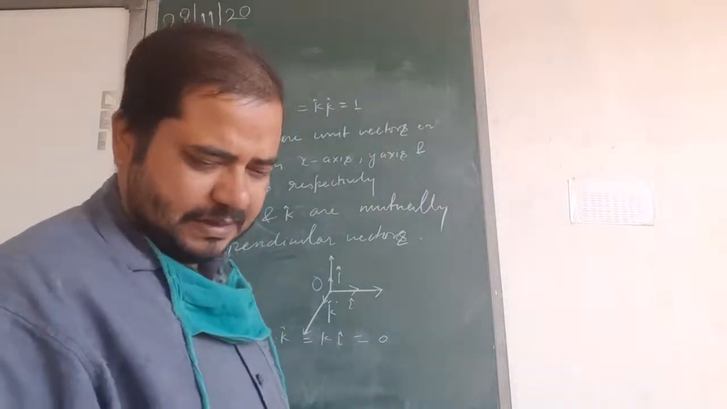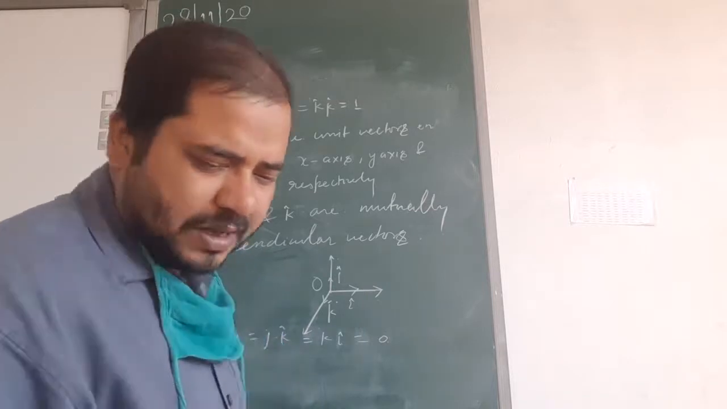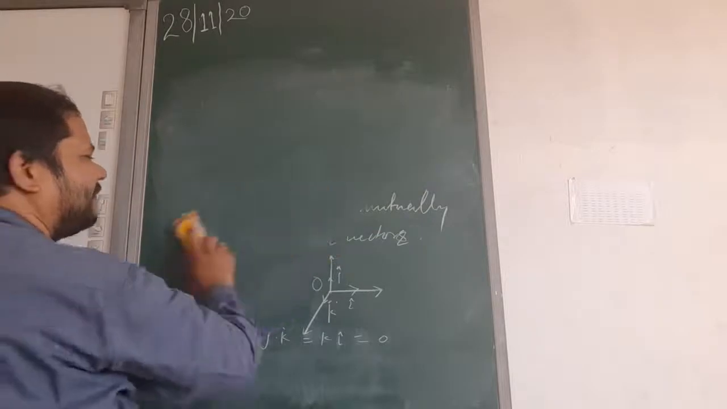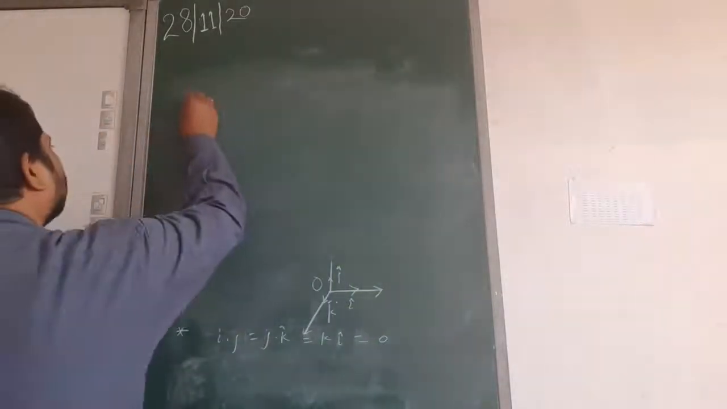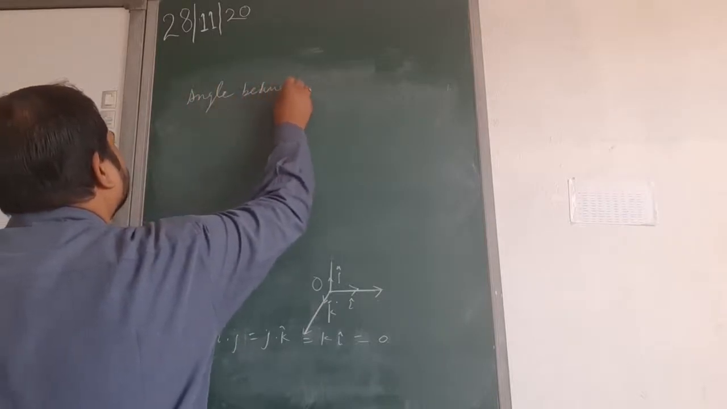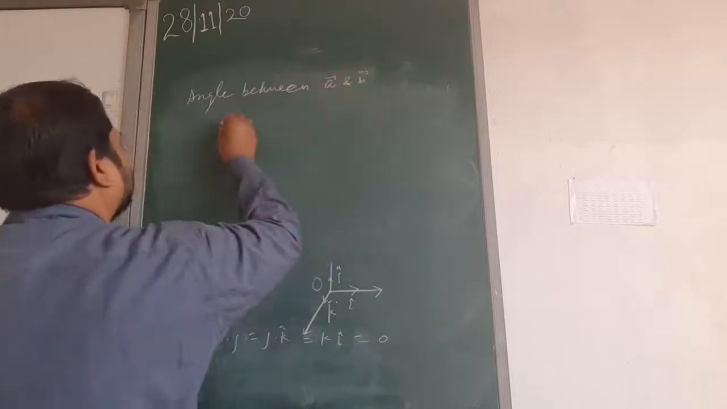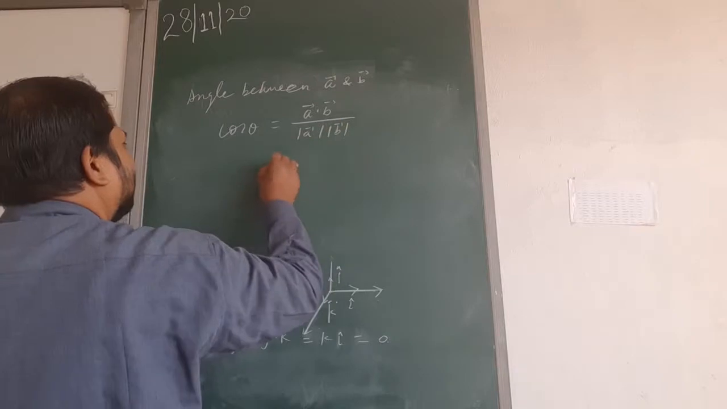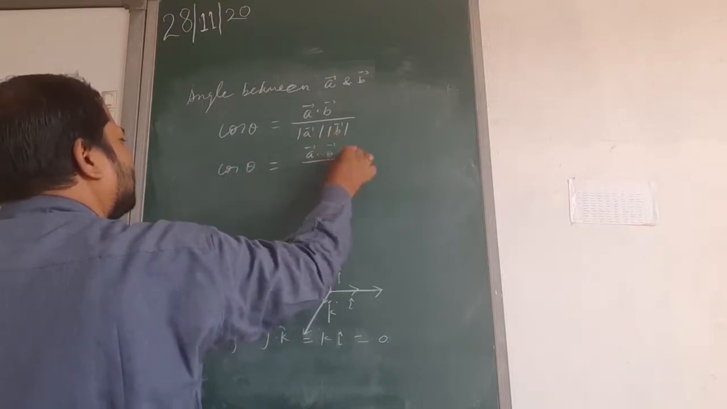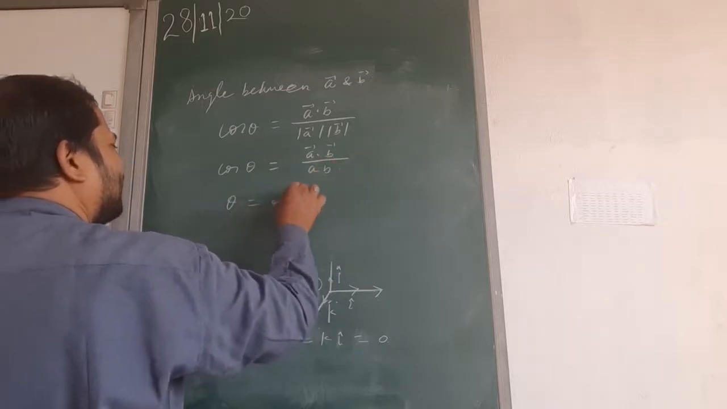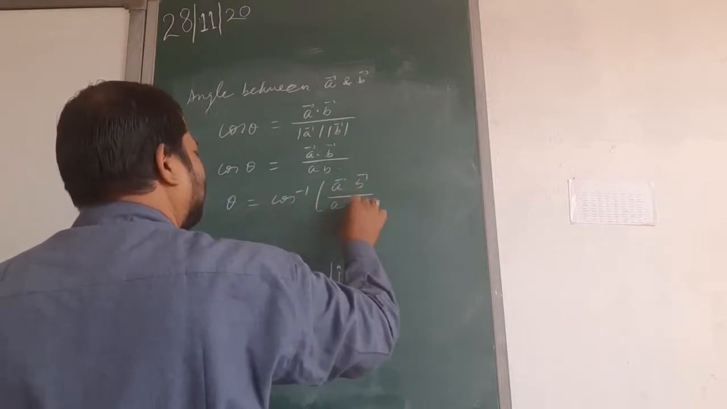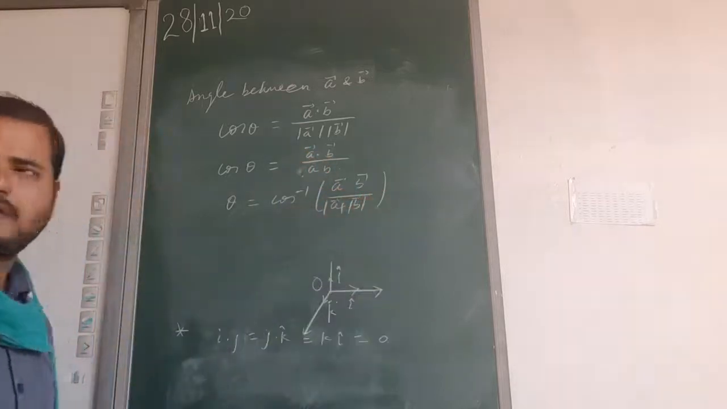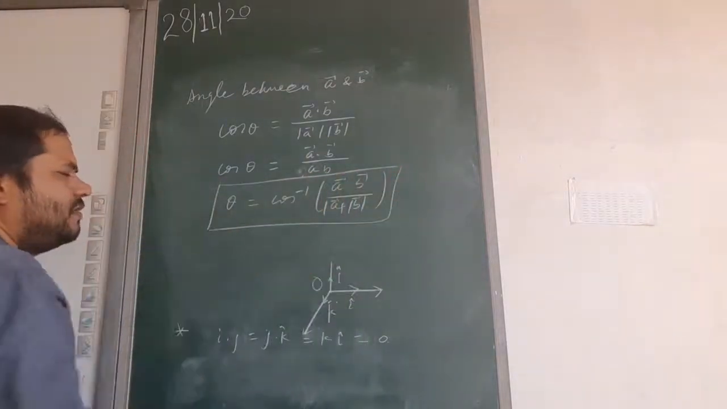Now, the most important thing is the angle between two non-zero vectors A and B. That means the angle between two non-zero vectors, vector A and vector B. This is nothing but cos theta is equal to A dot B upon mod of A times mod of B. So theta is nothing but cos inverse of A dot B upon mod of A and mod of B. Clear? So this is the angle between the vectors.